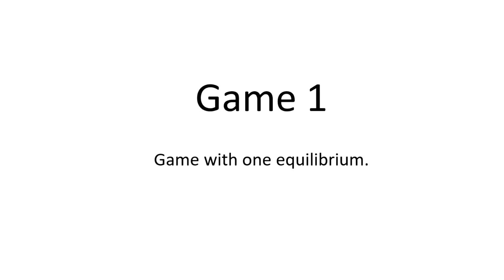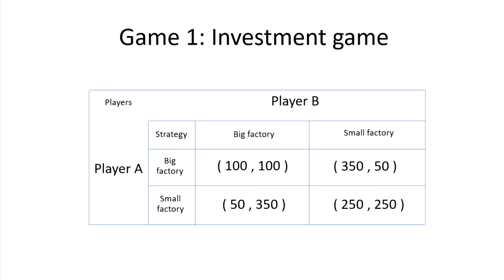Game number 1. Game with one equilibrium. Suppose we are playing the investment game between player A and player B. So you see the strategy here. Both players can build big factory or small factory. Therefore, the choices of player A is big factory and small factory. Player A has to choose between big factory or small factory. And in the same situation, player B will have to choose a big factory or small factory too.